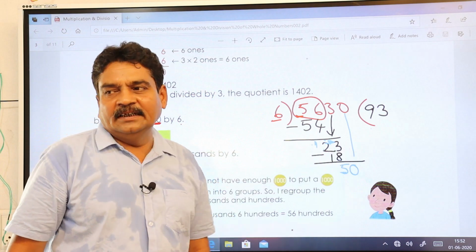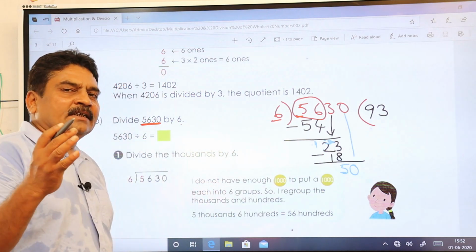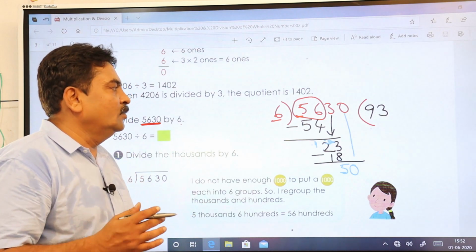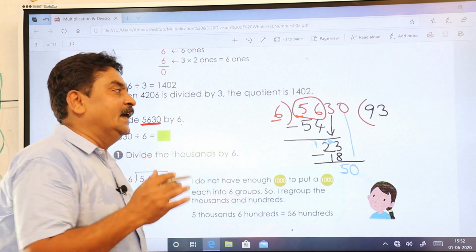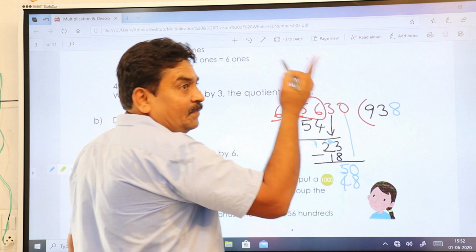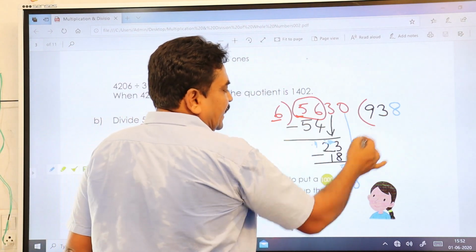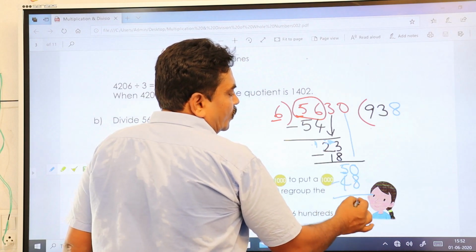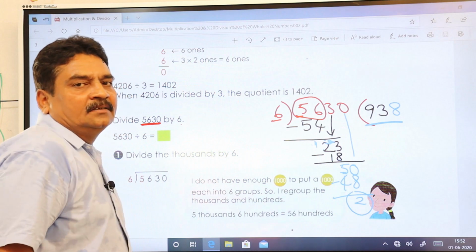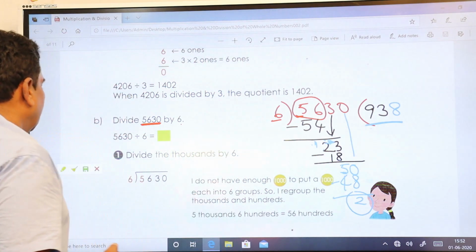Now go with the table. 6 1s are 6, 6 5s are 30, 6 6s are 36, 6 7s are 42, 6 8s are 48. 6 9s are 54, which is bigger than 50. That's why you take the lesser value. 6 8s are 48. So remainder is 2. And quotient is 938. In this way you are going to do it.